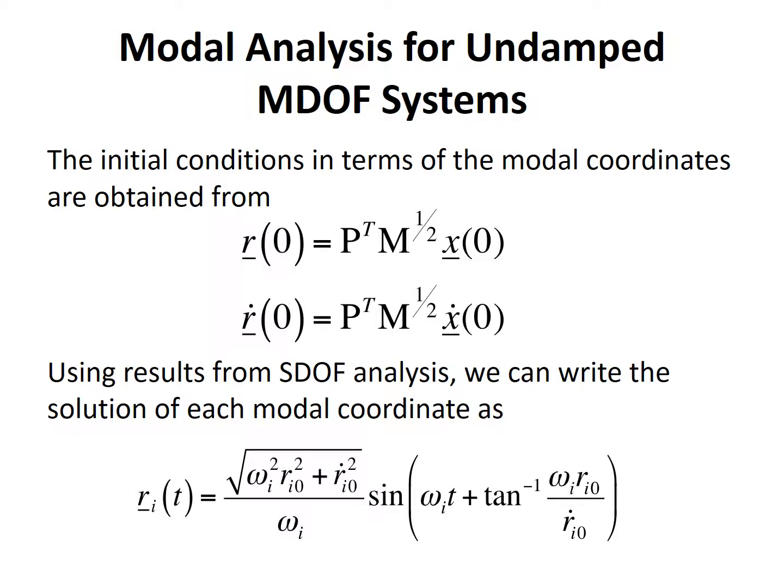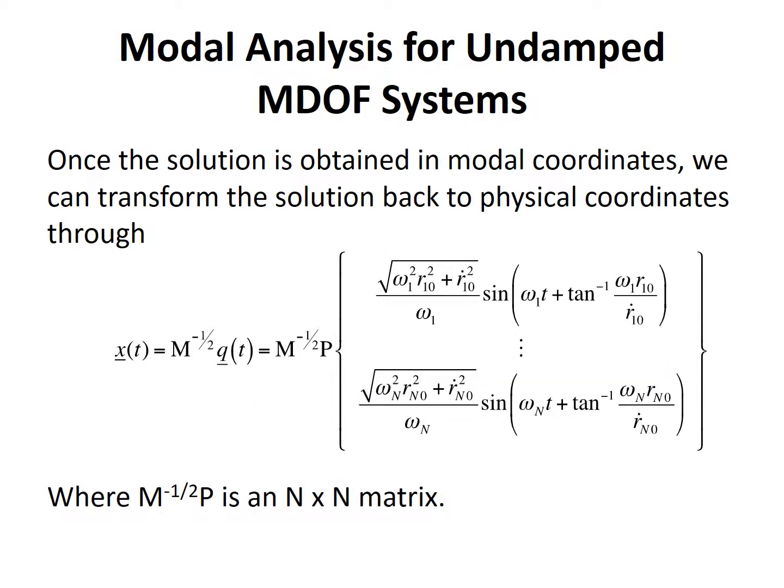It's important to note that in many cases the initial condition in physical coordinates may be a sparse vector. In other words, the initial condition x of 0 and x dot of 0 may only contain a few non-zero elements. In general, though, the transformation from physical to modal coordinates will yield a fully populated vector of initial conditions. Thus, while only a small subset of physical coordinates may be displaced at time 0, in general the initial conditions in modal coordinates will be mostly non-zero.